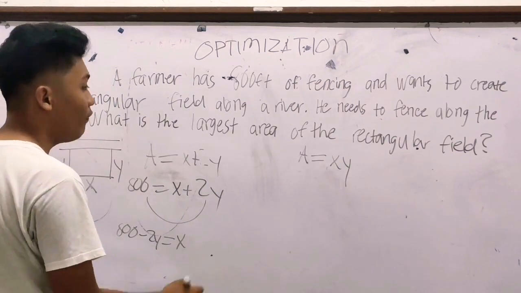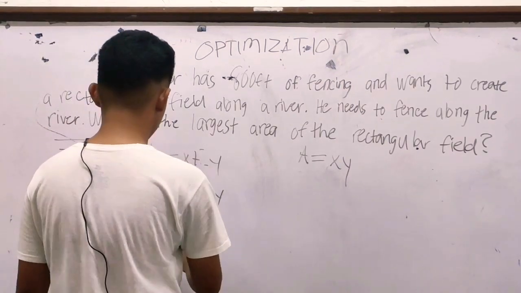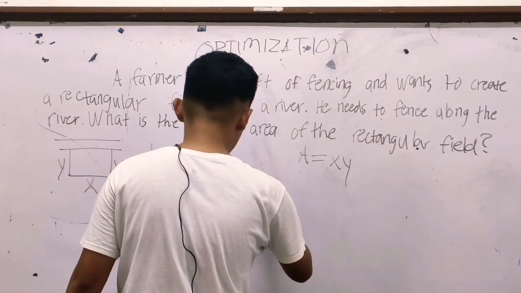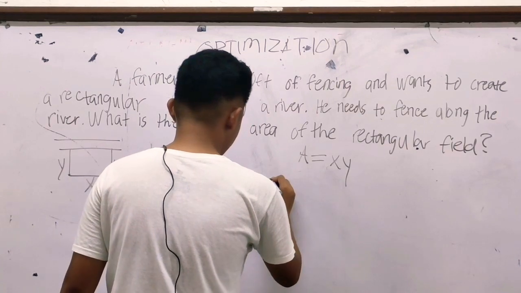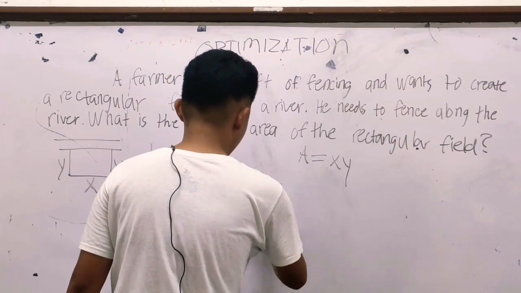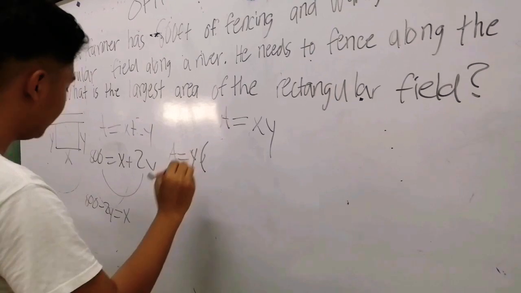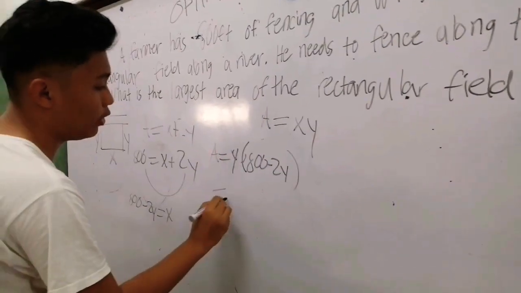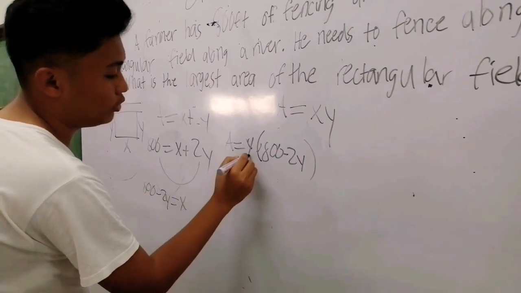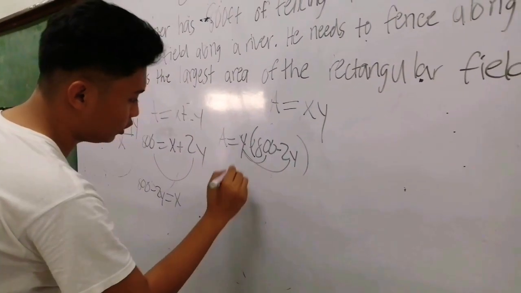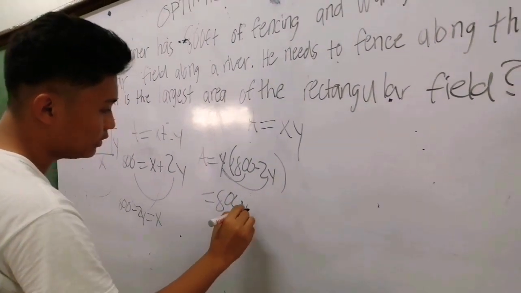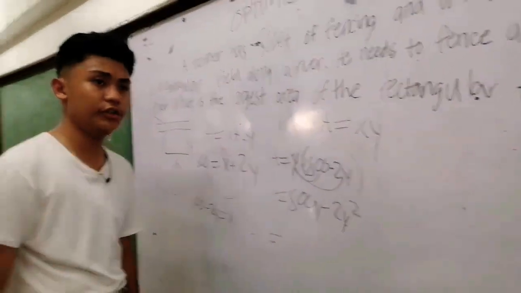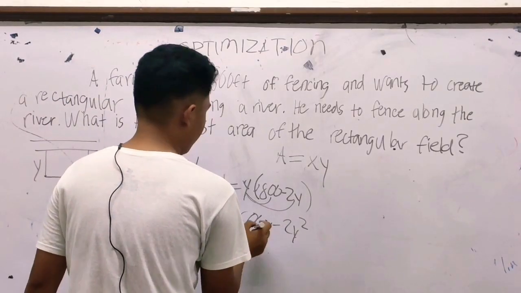Now, in order to find the y, we have to substitute for this. So, area equals y times x, which is y times 800 minus 2y. And now we have to distribute the y in the two terms. So it becomes 800y minus 2y squared. Now we have to derive the two terms.